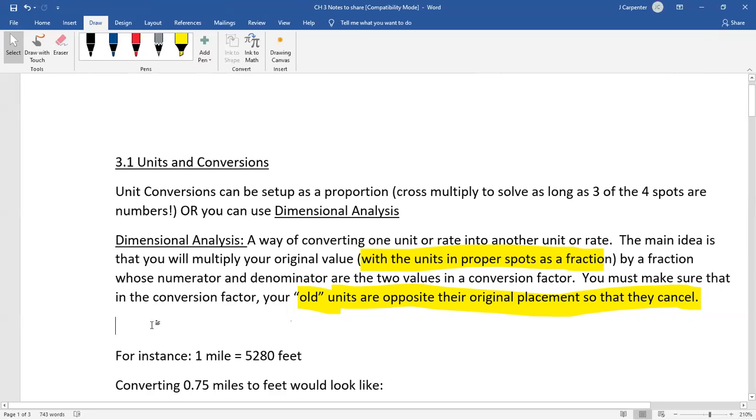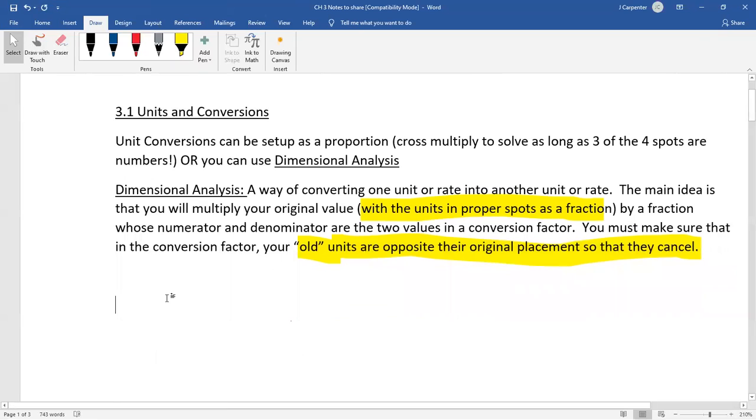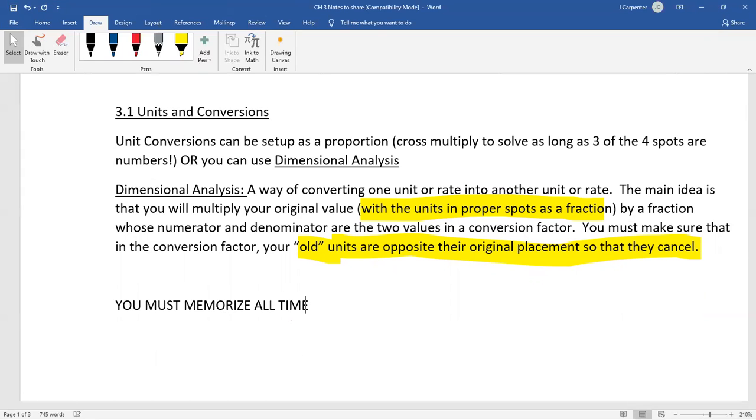So before we get to this example, I said that I will not make you memorize most conversion factors. The only ones that I do ask you to memorize are time. All caps. You must memorize all time conversions. Specifically, the fact that 60 seconds is a minute.